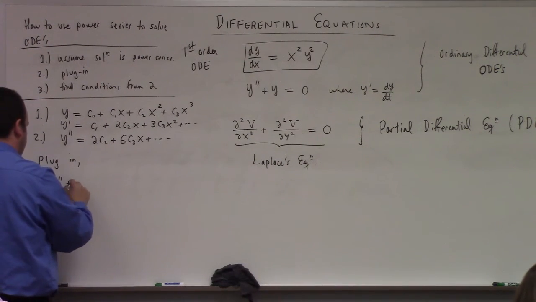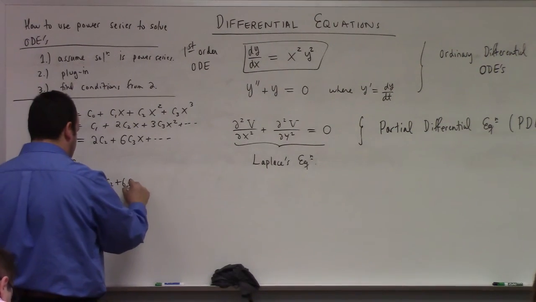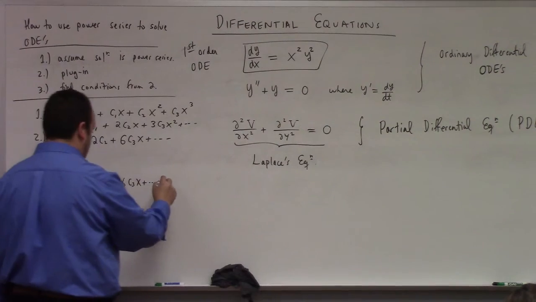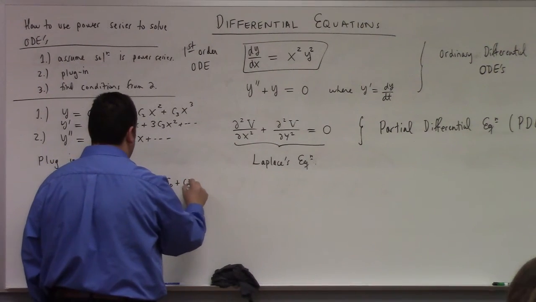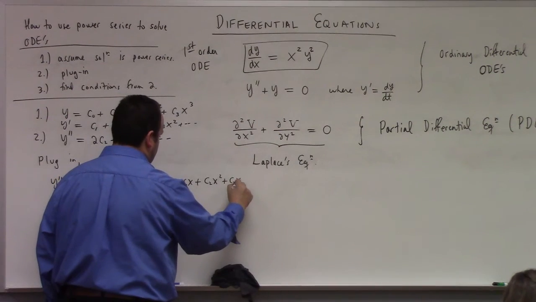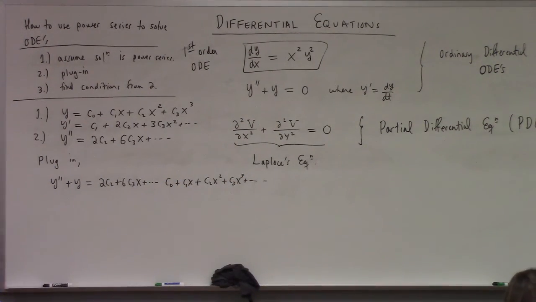Y prime prime plus y equals what? It's 2c2 plus 6c3x plus and so on. And what was y? c0 plus c1x plus c2x squared plus c3x cubed plus and so on. What is this equal to?